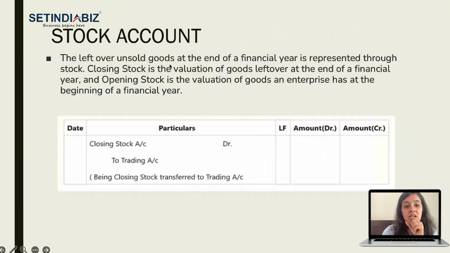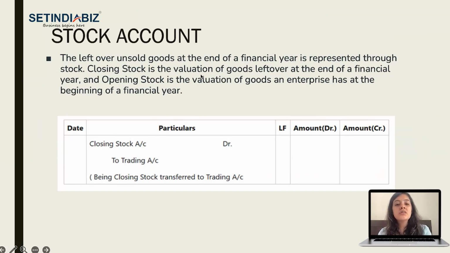Stock account. The leftover unsold goods at the end of the financial year is represented through stock, right? So obviously whatever goods are being produced, whatever finished goods we have to be sold in this financial year, it's not 100% that we will be able to sell all of them, right? So we will be having a certain closing stock which has closing entries. So recording of closing stock is related to closing entries. The leftover unsold goods at the end of financial year is represented through stock.